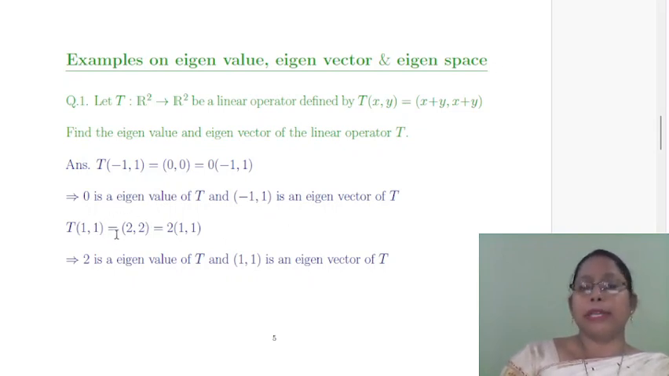Again take the vector x equal to 1, y equal to 1. Then it will be (2, 2). So take 2 common. It will be 2 times (1, 1). So here 2 is an eigenvalue and (1, 1) is an eigenvector.